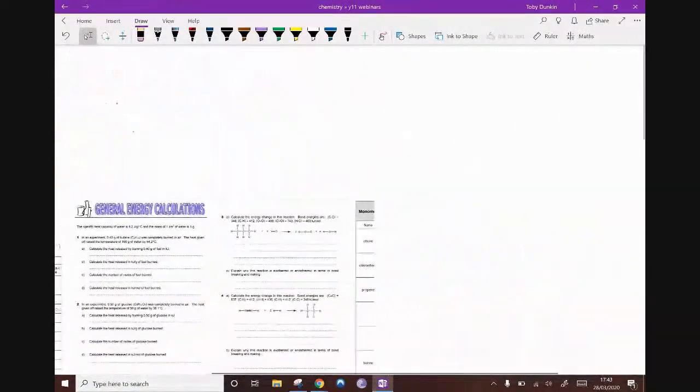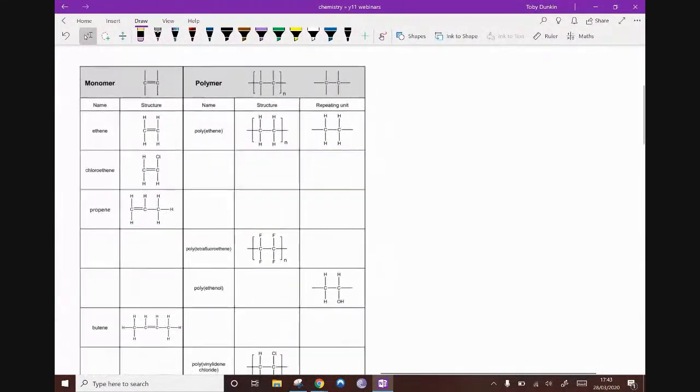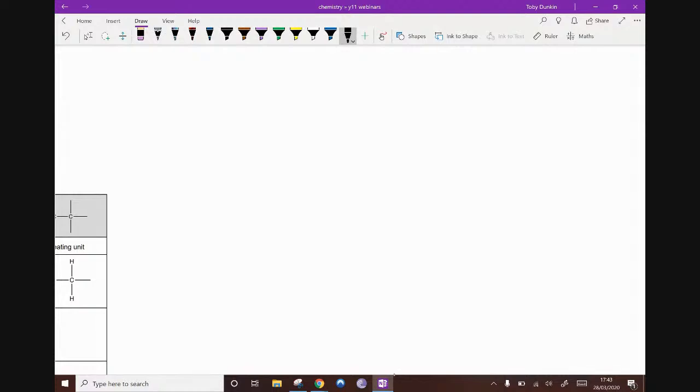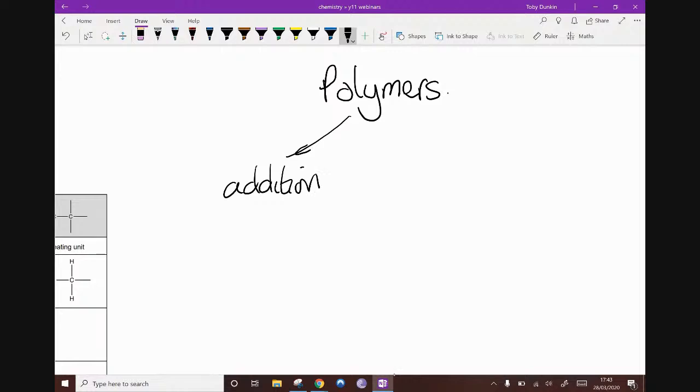So let's do our repeating units. In terms of organic chemistry, polymers, I'm going to make that a little bit thicker. There are two types of polymers: addition polymers, and condensation. You've got to know both for GCSE, but this is the one that you've asked about specifically, because they do ask these more.